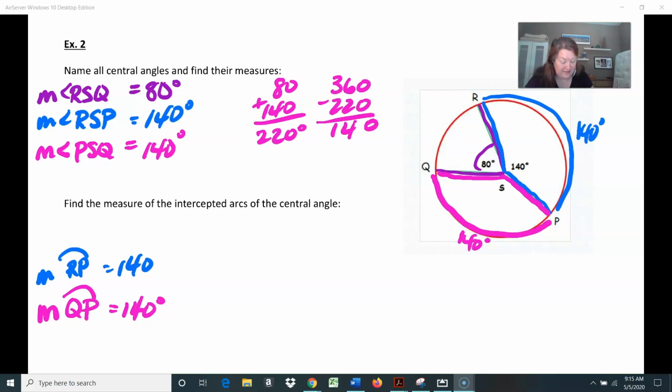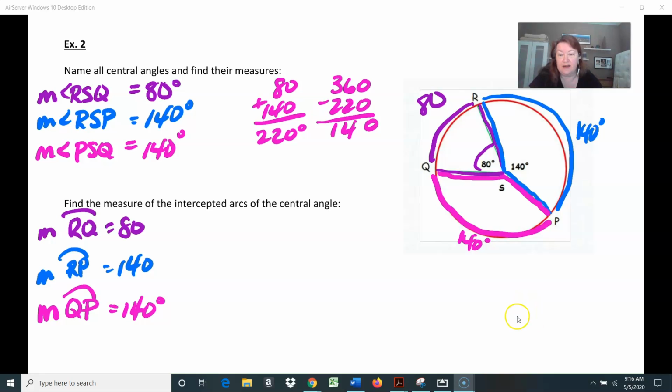And then lastly, the measure of this one right here is also going to be an 80. So the measure of arc RQ is equal to 80. Remember with arcs that if you only use two letters, it is the shortest way on that circle between those two points. The part of the circumference that goes directly from R to Q, no stops, no going around the long way. If you want to go around the long way, you have to give me three letters so that I know I have to go through that middle letter to get there.